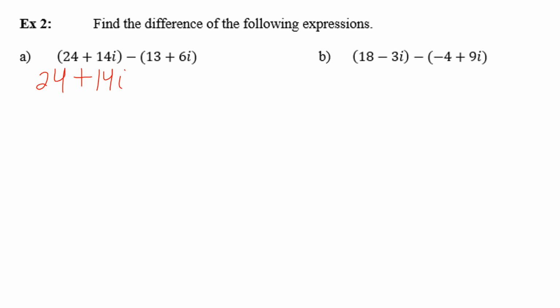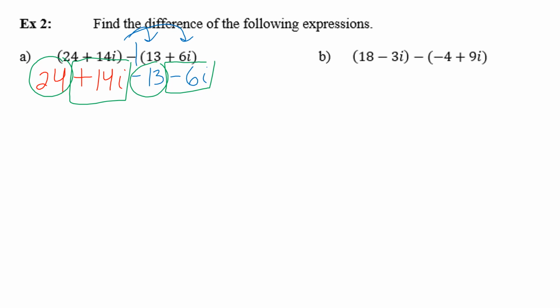Very similar to what we just did. The biggest difference here is that there is a -1 in front of the second set of parentheses. So we're actually going to have to distribute that because that will change the values. -1 times 13 gives us -13, and -1 times a positive 6i gives us a -6i. From there, it's just like the previous example. 24 will combine with -13 because they're both constants and both real. 14i will combine with a -6i because they're both imaginary.